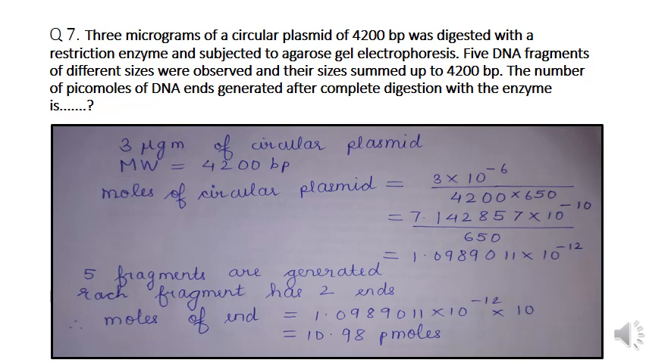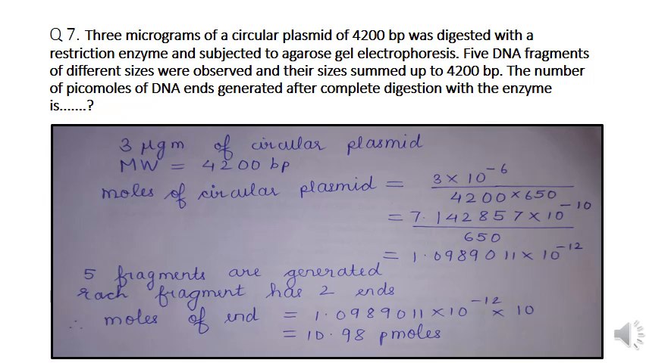So we will go with the straightforward formula for moles. So consider if your circular plasmid is not digested, so how many moles of circular plasmid you will have? So moles of any compound, so here it is plasmid, so moles of circular plasmid will be grams of the plasmid divided by its molecular weight. So there is 3 into 10 raised to minus 6 grams divided by 4200, because there are 4200 base pairs, and molecular weight of single base pair is 650.